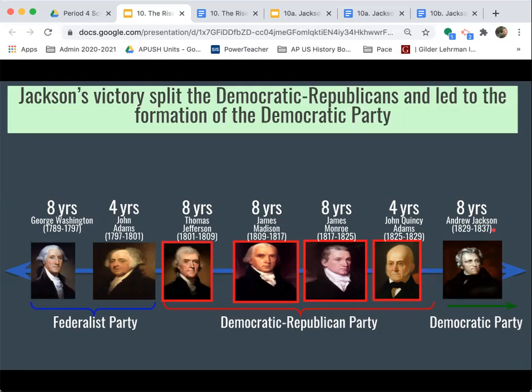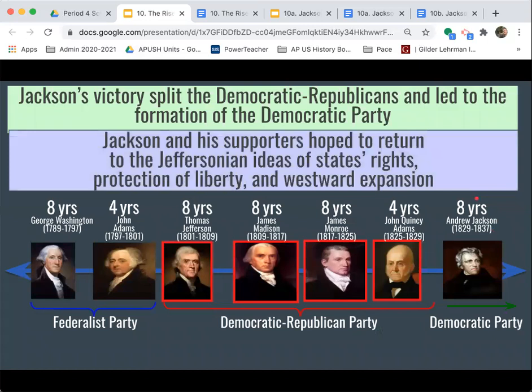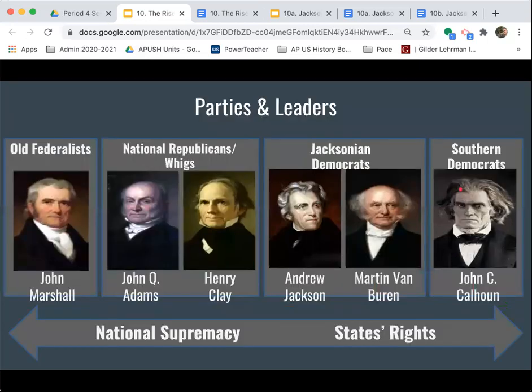Jackson and his supporters, they want to go back to the way Jefferson envisioned this party, right? States' rights, protection of individual liberties by having a limited government, pro-Western expansion, okay? And they're worried that this other faction in their party has done too much to embrace national power, a strong central government, etc. So our new ideology is going to look a little bit like this.